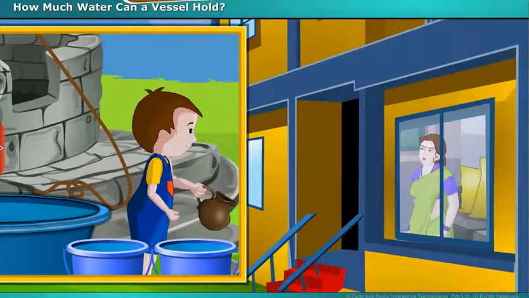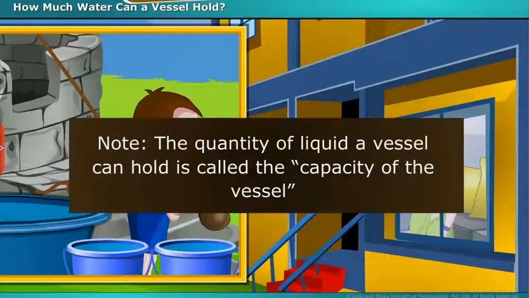"But how?" Mother told him, "If you observe, the capacity of the mug is small, so only a small amount of water can be filled into it, whereas a jug's capacity is larger when compared to a mug, so it can fill more amount of water." Note: the quantity of liquid a vessel can hold is called the capacity of the vessel.